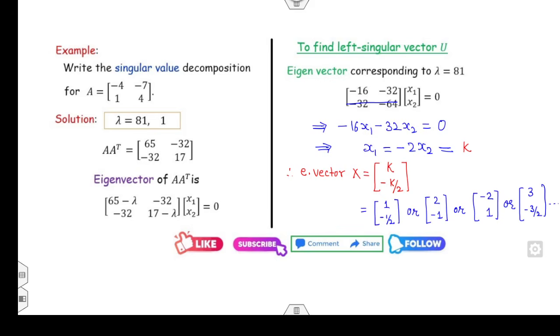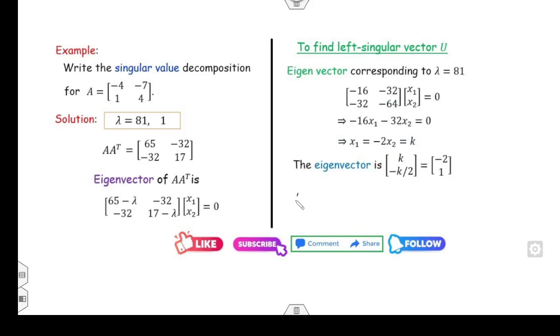So the choice is on your side. But my suggestion is always to avoid the fraction terms. You can choose any number in between them. Let's say I choose k equal to minus 2. Fine. So my eigenvector is minus 2, 1.